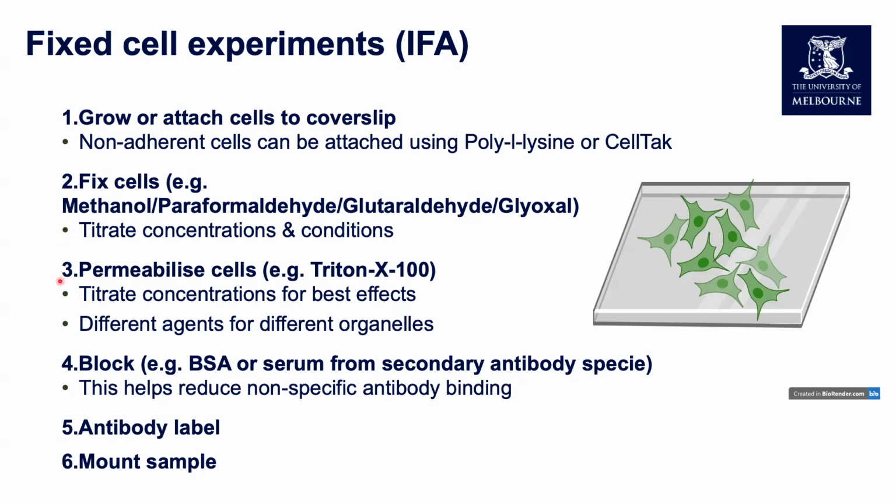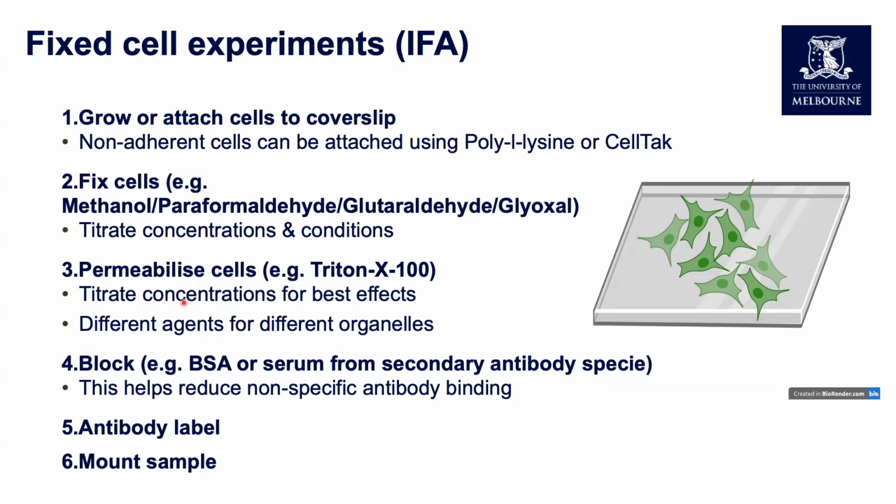To get antibodies into your cells of interest, you're going to need to permeabilize the cells. A common tool here is Triton X-100. Again, you can titrate the concentrations for best effect, and that's going to work differently for different organelles. Often, if you're trying to set this up from scratch, I'd start by looking back in published papers, looking at similar structures to what you're interested in, to see what people have done previously.